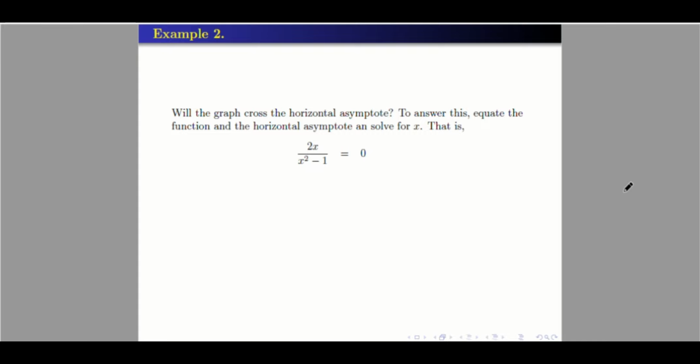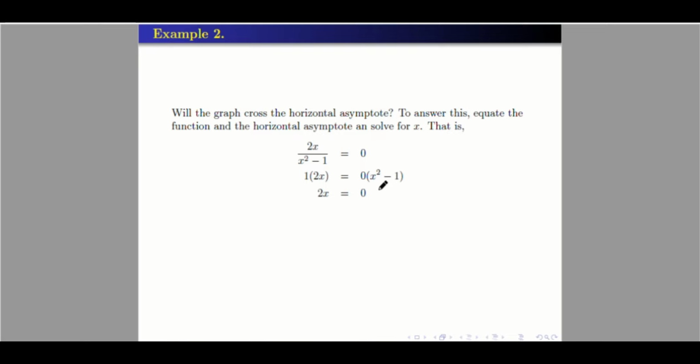So let's answer this first. Will the graph cross the horizontal asymptote? To answer this, again, we will equate our function. This is our function. And our horizontal asymptote is y is equal to 0. Okay, so cross multiply. So this is 0 over 1. So we have 1 times 2x. Next, we have 0 times x squared minus 1. So of course, this is 0. So this should be 0.